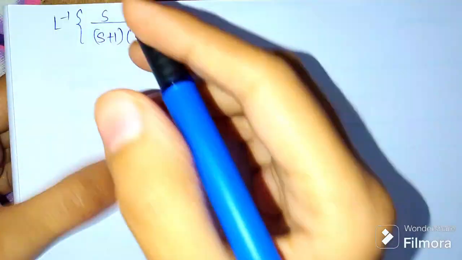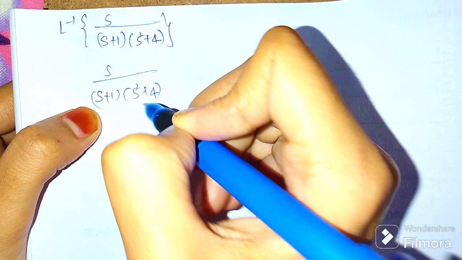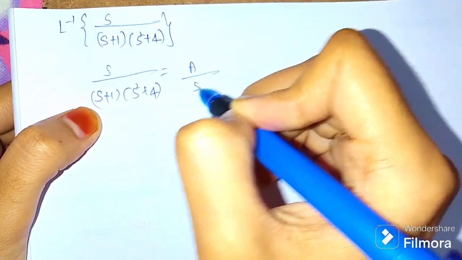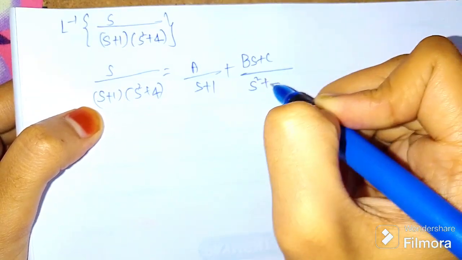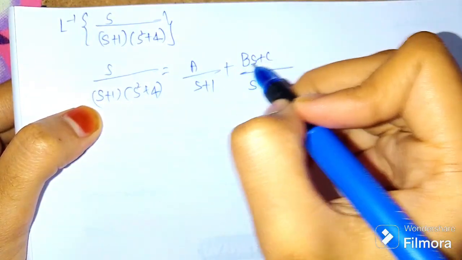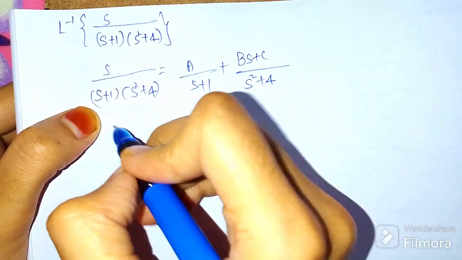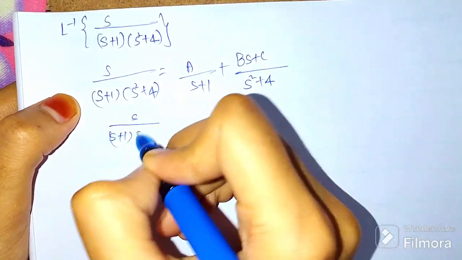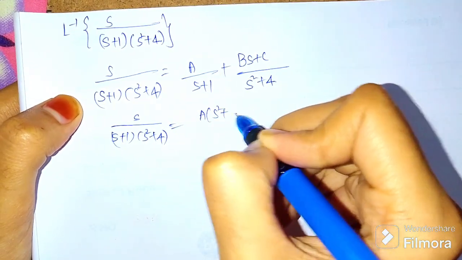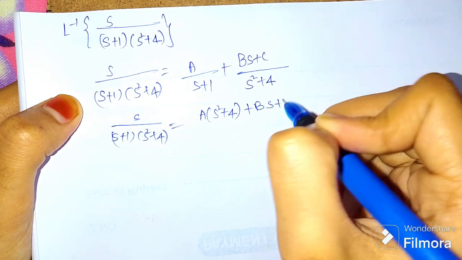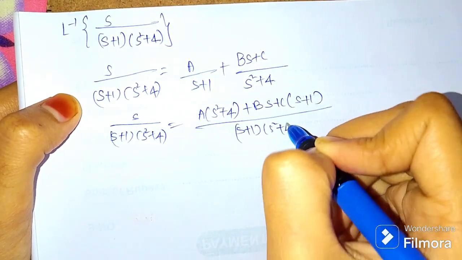So using partial fractions, how will you divide s by (s plus 1) into (s squared plus 4)? So we get a quadratic. So we'll write a by (s plus 1) plus (bs plus c) by (s squared plus 4). I am making a linear function in the numerator because this is quadratic. So now s by (s plus 1) into (s squared plus 4): cross multiply, a into (s squared plus 4), and (s plus 1) by (s plus 1) cancel.